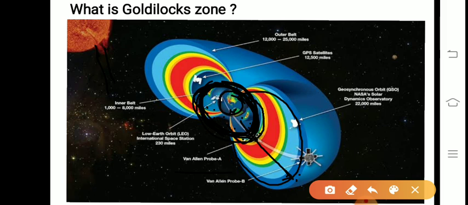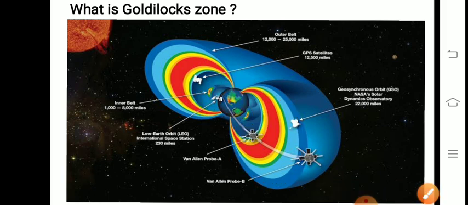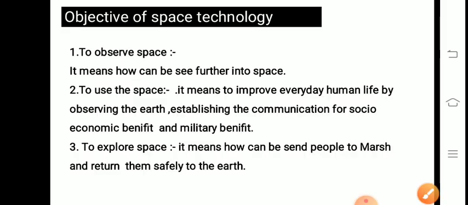So remember here two things. One, the Goldilocks zone: what is the Goldilocks zone? And second, the Van Allen belt: what is the Van Allen belt, what is it made up of, and what kind of function does it play in terms of the Earth's atmosphere? The Van Allen belt is mainly a protective shield of our atmosphere. Remember it. Next, I am going to move on to the next slide.